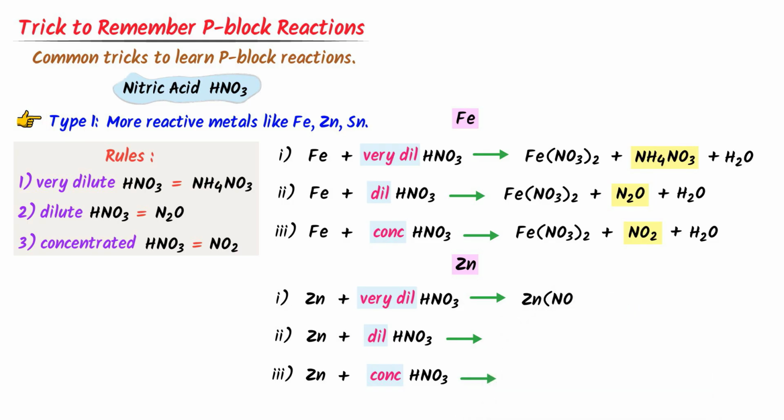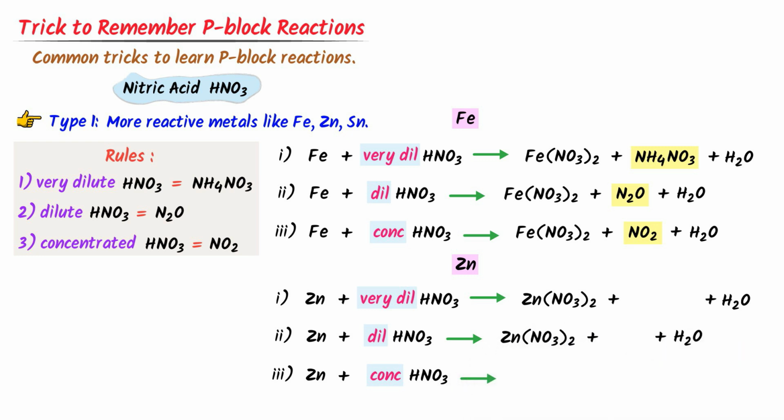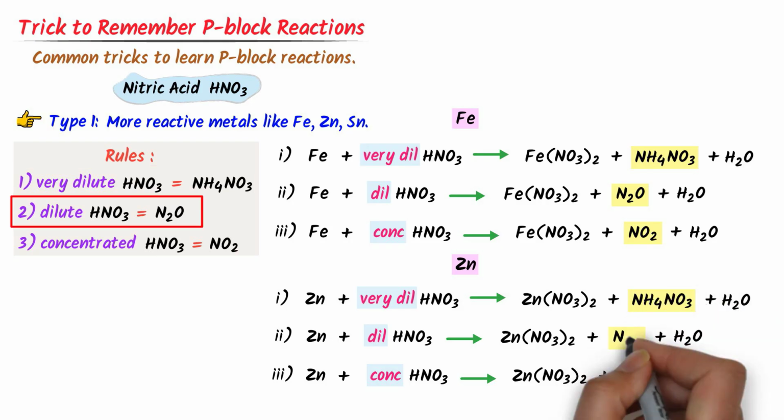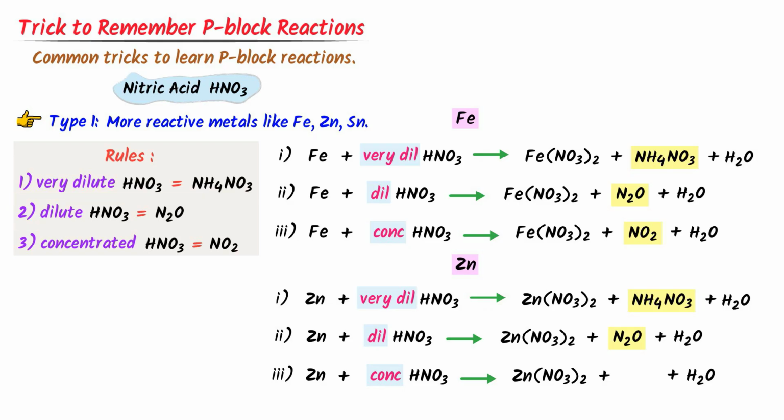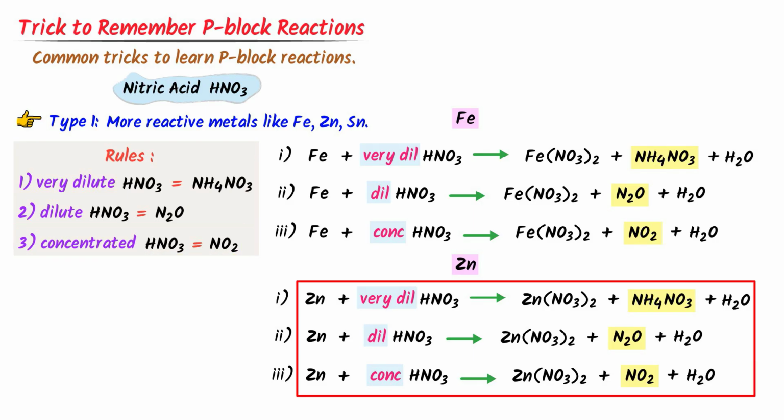Thus, in the first, second and third reactions, zinc nitrate and water are produced. Now, according to the rules, in the first reaction, ammonium nitrate is produced. In the second reaction, nitrous oxide is produced, while in the third reaction, nitrogen dioxide is produced. Thus, these are the three important reactions of zinc with nitric acid.